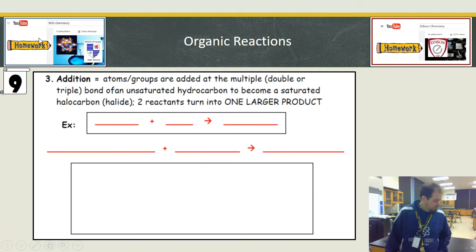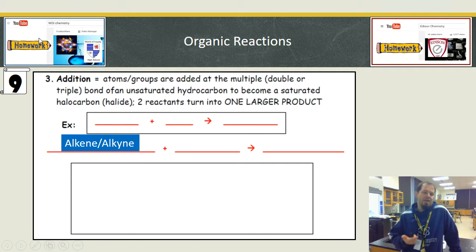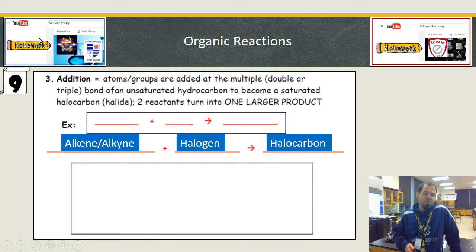Addition reaction. We need to be able to differentiate between an addition reaction and a substitution reaction. You're going to find in an addition reaction that there has to be a double or a triple bond, so I can just add the halide in. So it's got to be an ene or an yne. It's got to have a double or a triple bond, so we know that. And then there's going to be some halogens, like Cl2, Br2, F2, somebody in group 17 generally. And it's going to make this straight up halocarbon with one product.